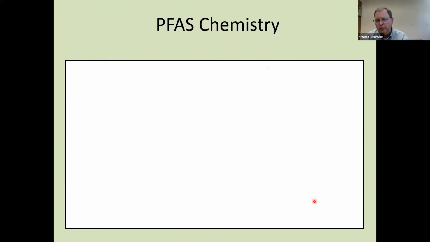So let's relate this to PFAS chemistry. Okay, so here we've got a 4 carbon chain. Based on the previous slide, 4 carbons is which of those, long chain or short chain carbons? Can someone tell me?